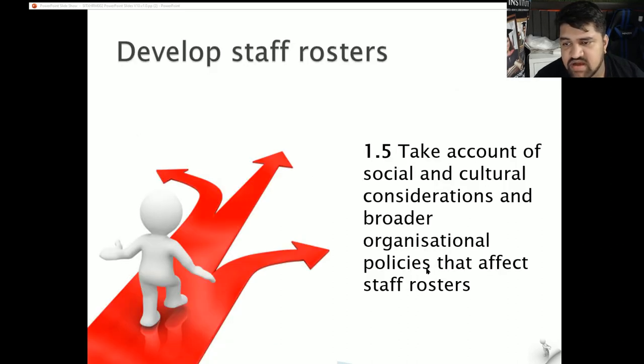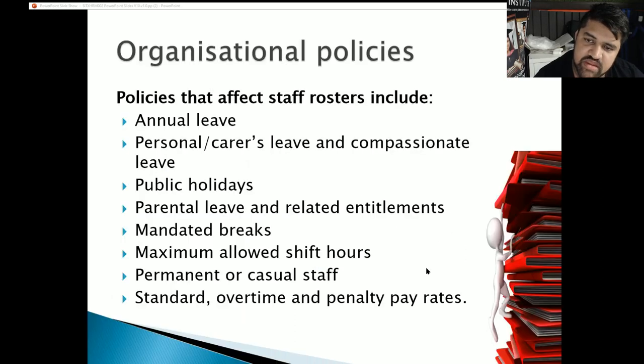All right, 1.5. Take account of social and cultural considerations and broader organizational policies that affect staff rosters. So organizational policies. Policies that affect staff rosters include annual leave, personal carers leave and compassionate leave, public holidays, parental leave and related entitlements, mandated breaks, maximum allowed shift hours, permanent or casual staff, standard overtime and penalty pay rates.